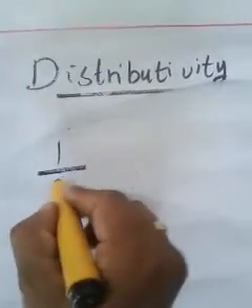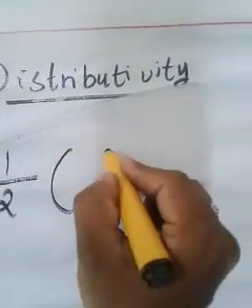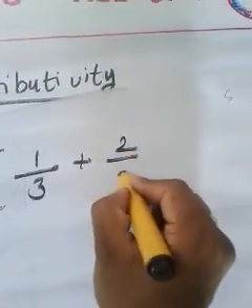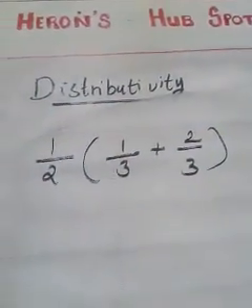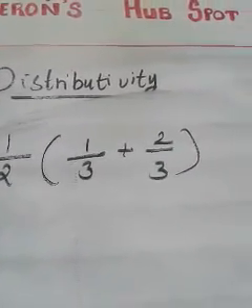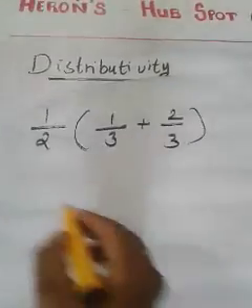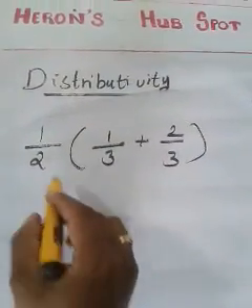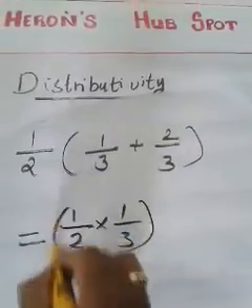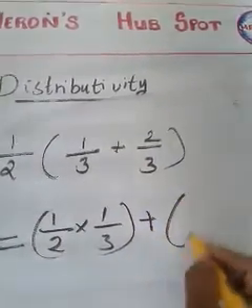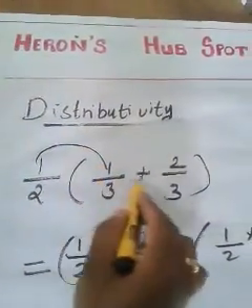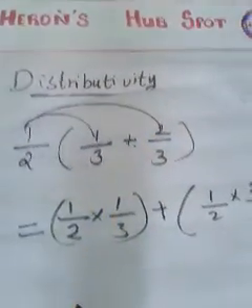The question is: find 1 by 2 into 1 by 3 plus 2 by 3, by using the distributivity property. How can we apply the distributivity property? First of all, we have to write 1 by 2 into 1 by 3, then plus, then 1 by 2 into 2 by 3. Multiply these two, then plus multiply these two. You may have understood, isn't it?